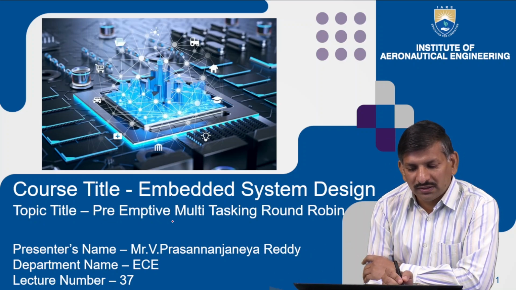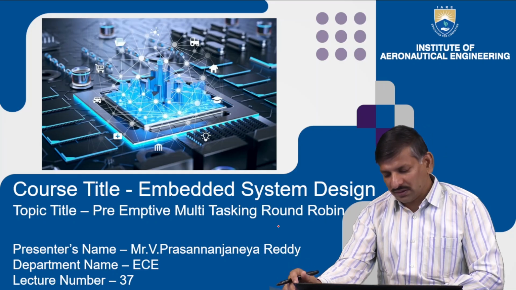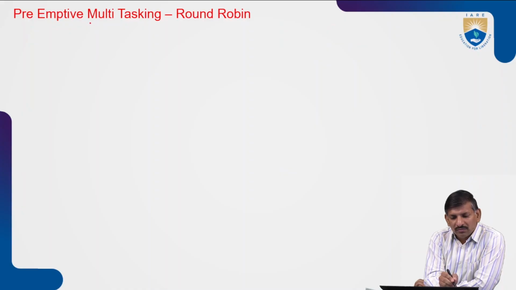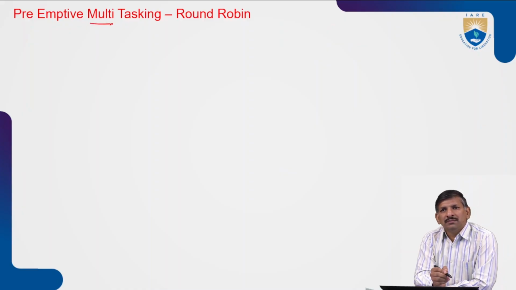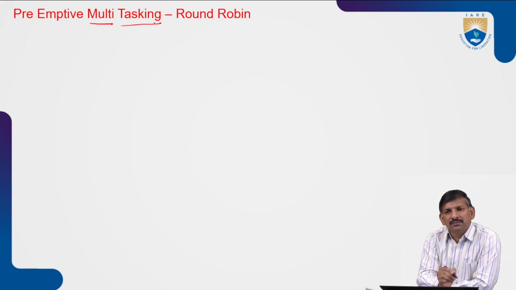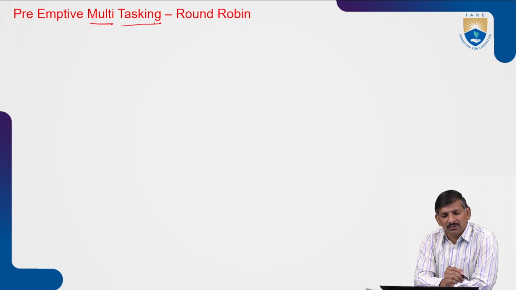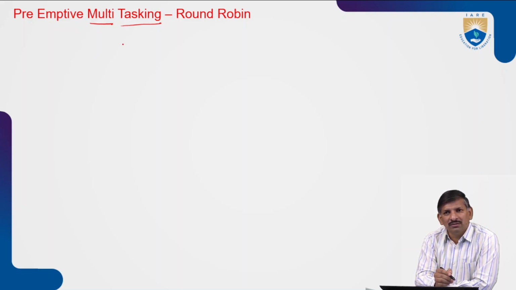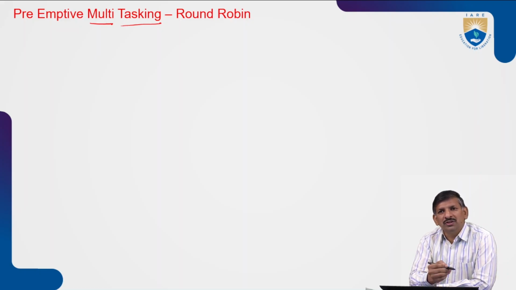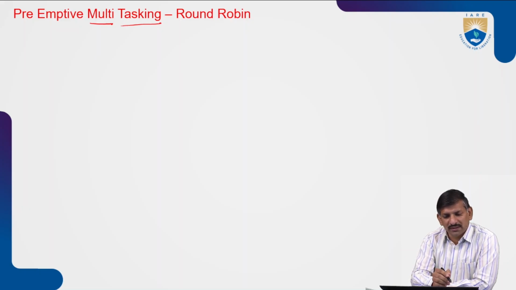In this session, we are going to discuss preemptive multitasking, round robin scheduling. Multi means more than one. Task means some work. So more than one work will be done by the operating system. Among multiple processes, which process is scheduled first? That is decided by the scheduling algorithm, that is the round robin method.